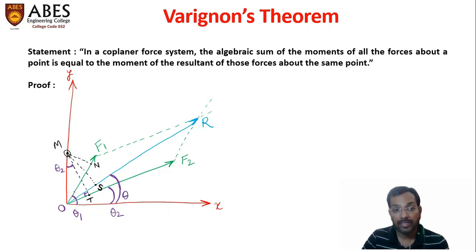Now please consider this triangle MON. This is once again a right angled triangle in which this angle is 90 degrees. This angle is 90 minus θ1. Therefore, this angle becomes θ1. Similarly, we can prove that this angle becomes theta.